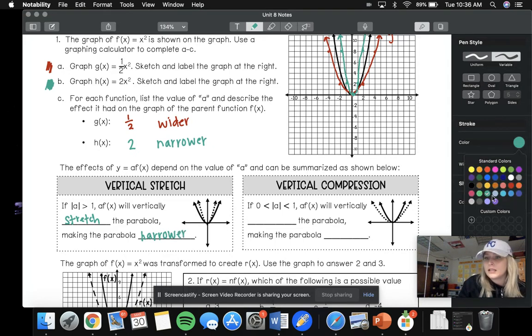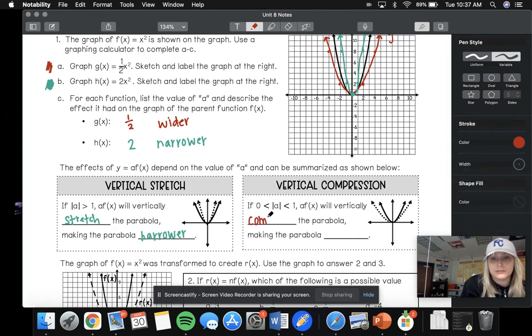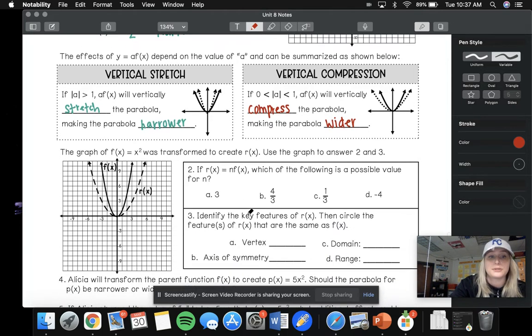Okay. Then for the other one, when we had a value like 1/2 that's in between 0 and 1, it actually compressed, instead of stretching it to make it skinnier, it compressed it down to make it wider. So this is called a vertical compression, and it makes the parabola wider. Again, I would make sure you write this stuff down because I would probably go back to it a lot just to make sure you understand the difference between the two.